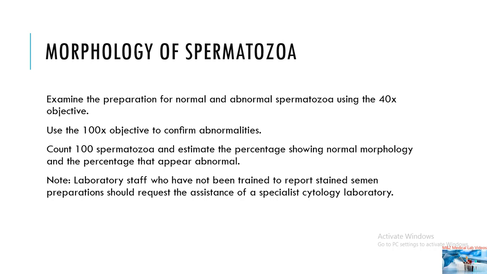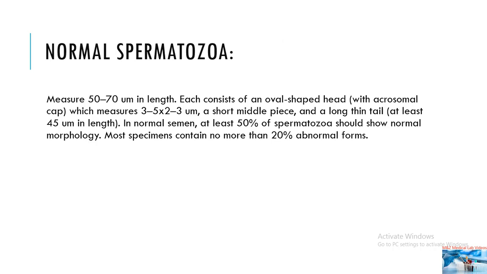Note: laboratory staff who have not been trained to report stained semen preparations should request the assistance of a specialist cytology laboratory. Normal spermatozoa measure 50 to 70 micrometer in length. Each consists of an oval-shaped head with acrosomal cap, which measures 3 to 5 by 2 to 3 micrometer, a short middle piece, and a long thin tail at least 45 micrometer in length.